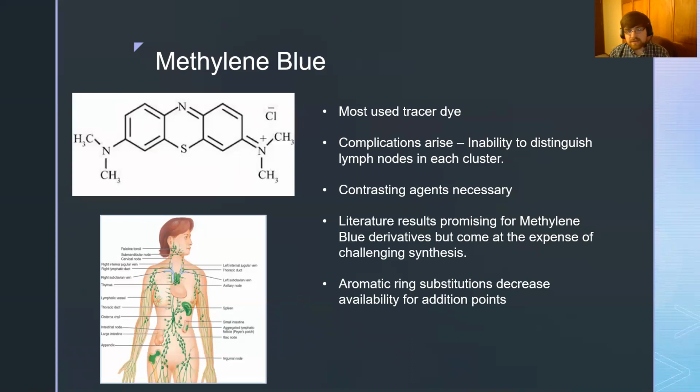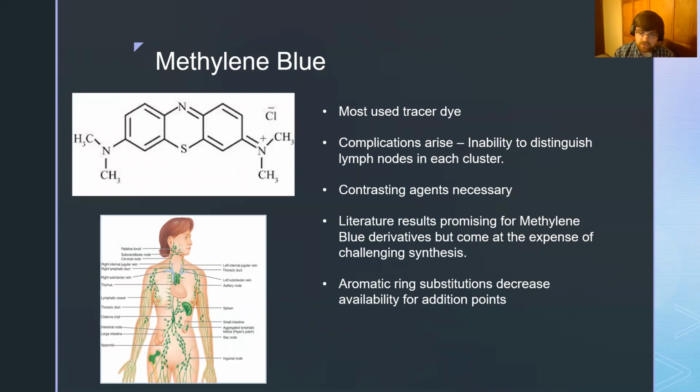In terms of the actual methylene blue structure itself, literature values have proved to be promising for it. However, they come at the expense of challenging synthesis. We see that these nitrogen groups that come off the two sides of the methylene blue structure lead to a decrease in activity for that system as a whole, which means it becomes harder to substitute groups onto those positions of that conjugated system. They would draw the electron density away from those rings and make them much less reactive.